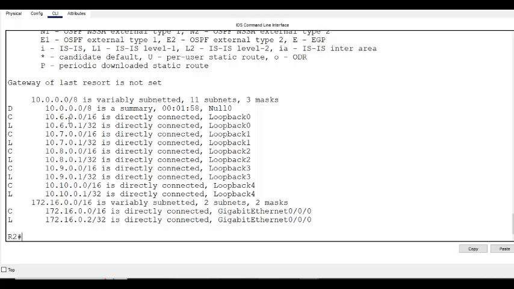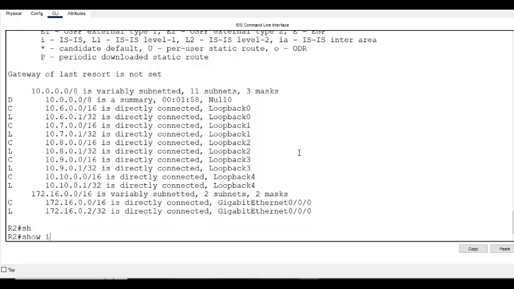Because it is summarizing by default, sorry. Show IP, I said it will not summarize in the newer version, correct? But this doesn't look like a newer version. Older version will summarize. I can see that it is summarizing. Let us check. Show IP protocol again. Yeah, it is not saying not in effect. It is saying is in effect.